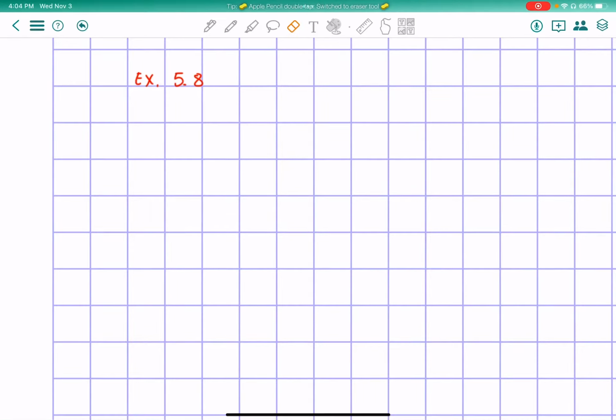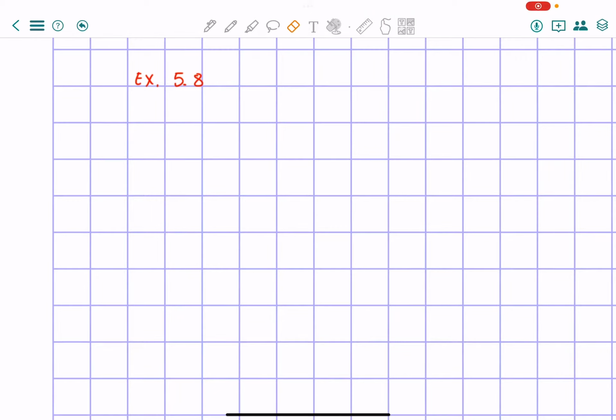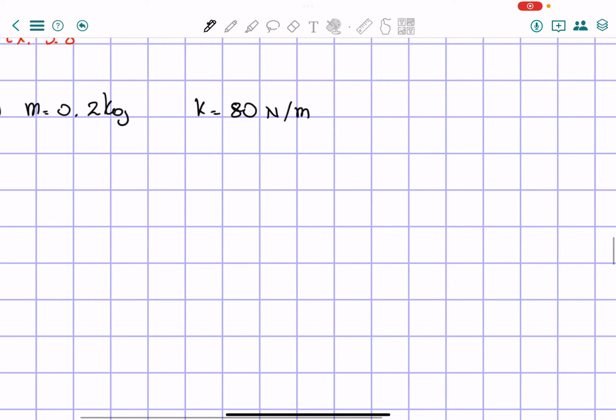In exercise 5.8, we have something a little different than usual. Instead of the usual theoretical question, we have something more practical. So we have a mass of, for part A, 0.2 kilograms attached to a spring with K equals 80 newtons per meter. And the other end is fixed, so the only part that's going to move is where the mass is attached. So let's make a little drawing.